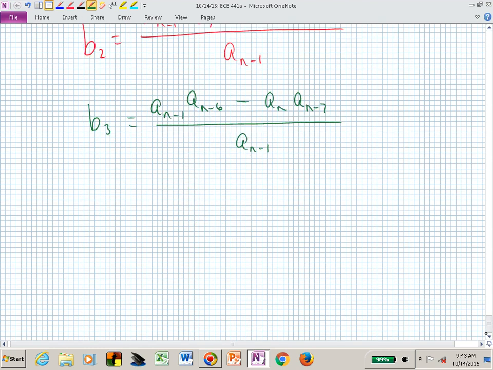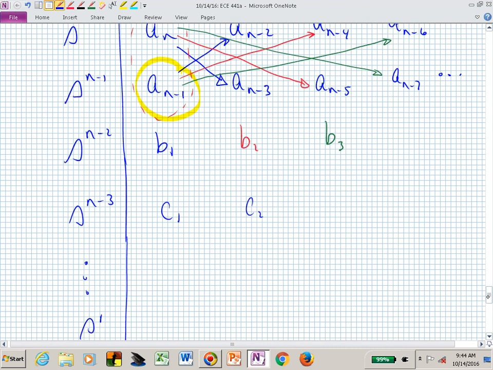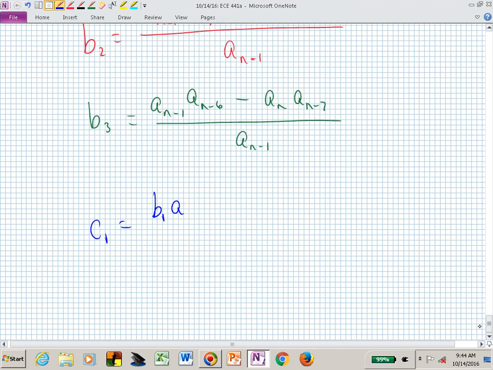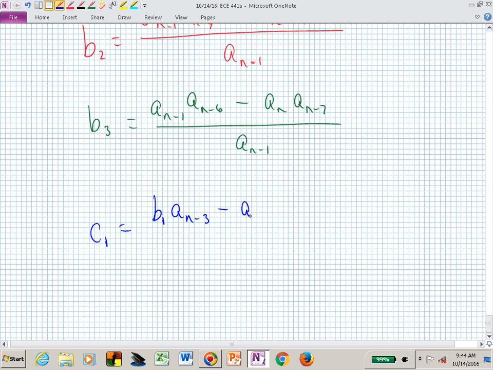So C1 is now B1 times A sub n minus 3 minus A sub n minus 1 times B2, all over B1.